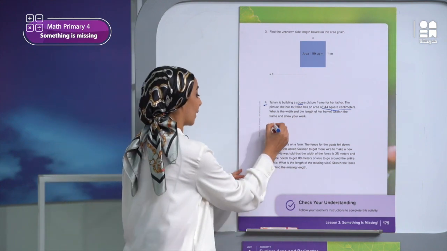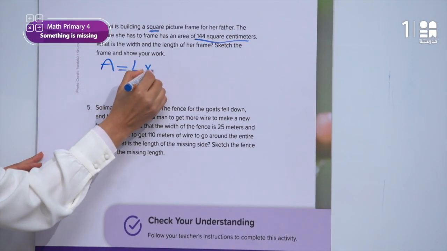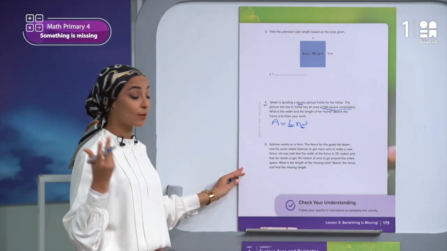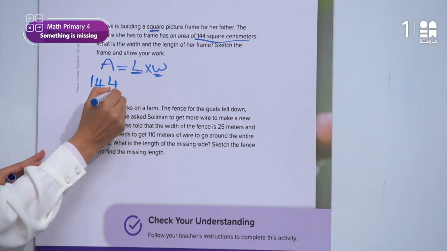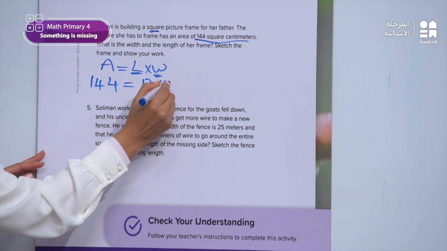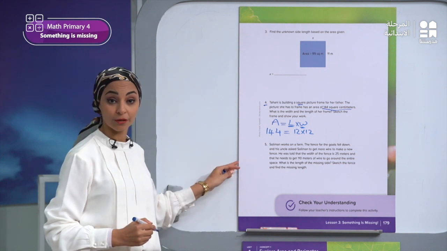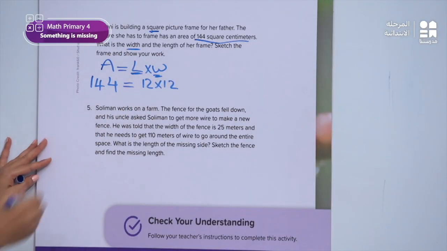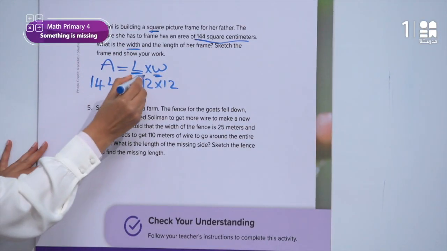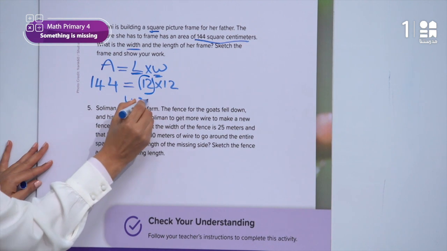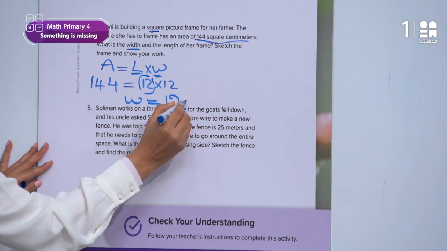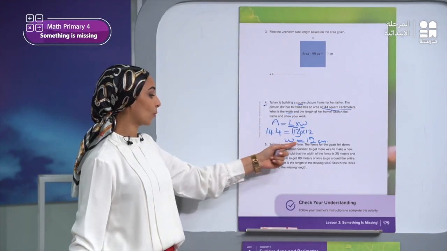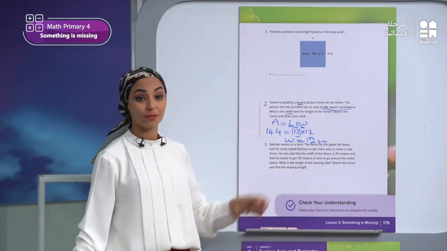اوكي so انا عارفه ان الاريا equals length times width، وفي السكوير اللينث هو نفسه الويدث. يبقى what times what gives me 144. Yes, 12 times 12 gives me 144, right? So the frame will be، يبقى هو السؤال بيقول لي ايه؟ what is the width؟ يبقى اللينث 12 والويدث 12، يبقى my answer is width equals 12 سنتيمتر. اوكي؟ طيب هنا ناخد بالنا الويدث سنتيمتر only والاريا سنتيمتر سكوير.